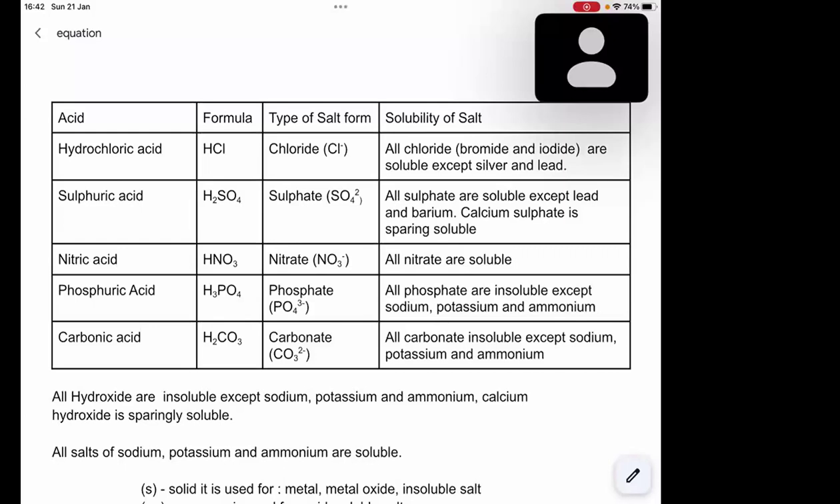Yes, miss. Now we have sulfuric acid. Sulfuric acid is H2SO4.